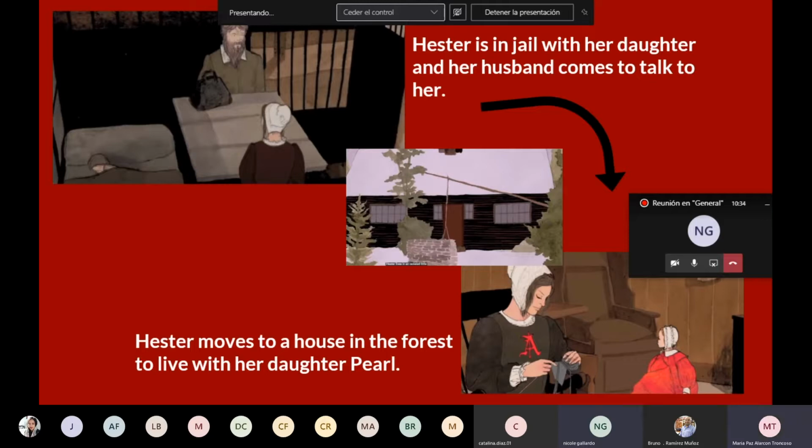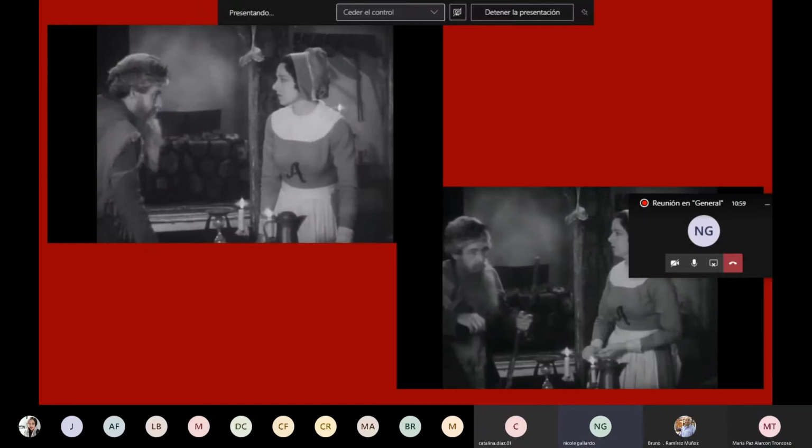People asked Chillingworth to move in with Dimmesdale in order to be his head doctor. And when Chillingworth is living there, he begins to suspect that there is a connection between Dimmesdale's pain and Hester's crime. And now we're going to see another scene in the next slide.